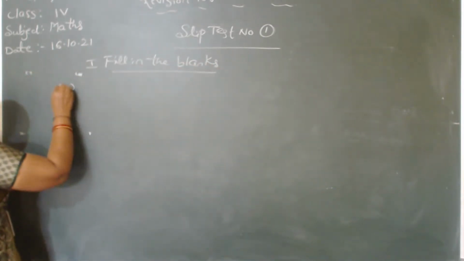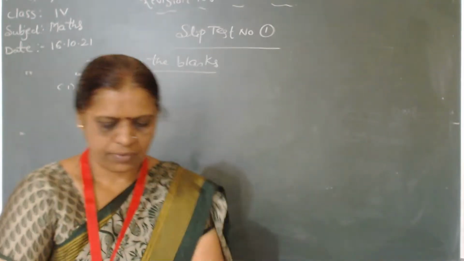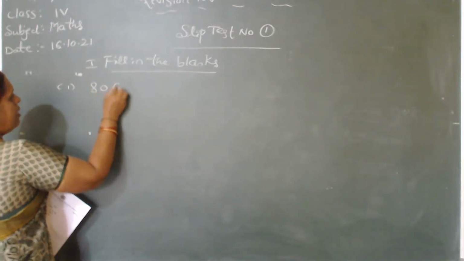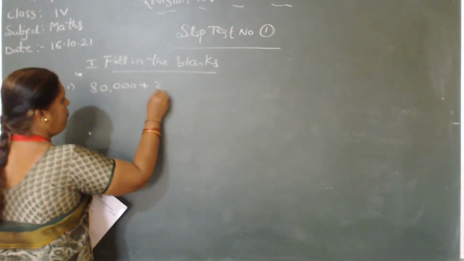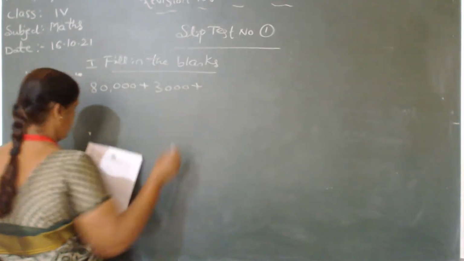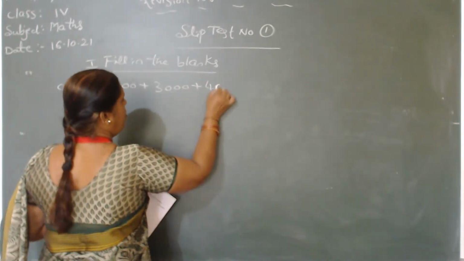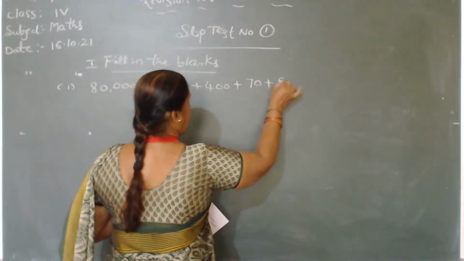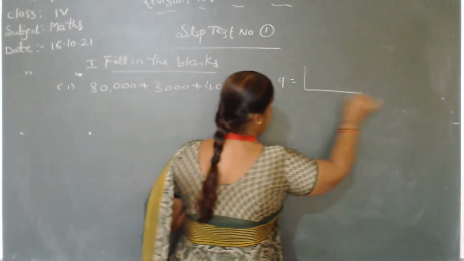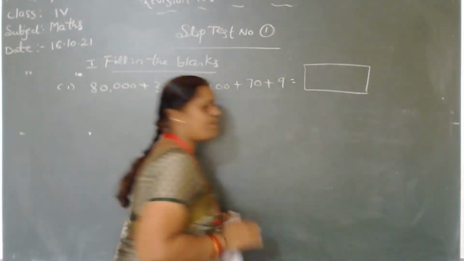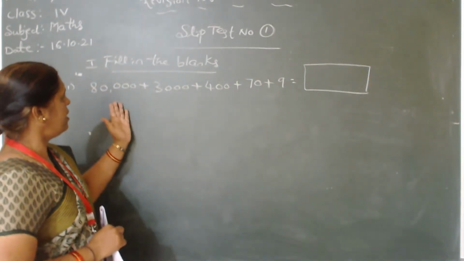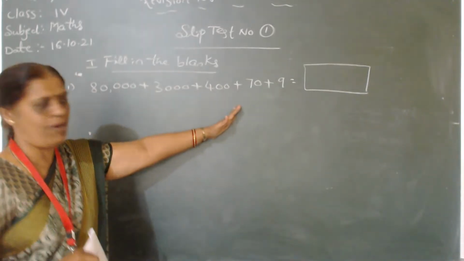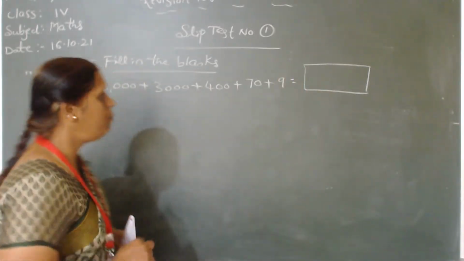Okay, start. First one: 80,000 plus 400 plus 79, see this, as I explained, is 80,479. It is in expanded form. Write the answer in the box.